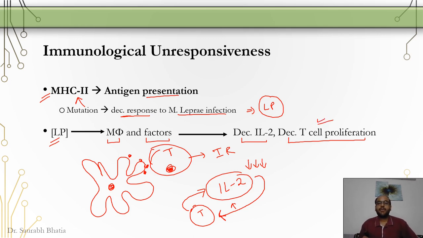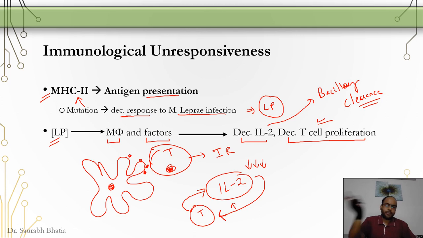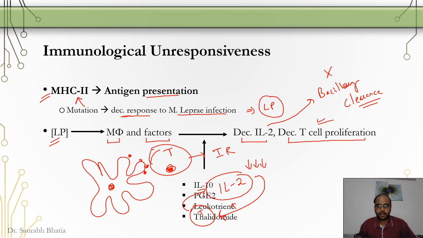And remember, in the part 1 of video, I said that interleukin 2 is responsible for bacillary clearance. Okay, where I was discussing about the activation of toll-like receptor 2 and toll-like receptor 4. In that slide, if you forget anything, go back to part 1 video and have a look at it. And you will remember, if you see these two videos together back to back, you will be able to understand a lot more. So because of that, the bacillary clearance doesn't happen and you have the lepromatous pole. Clear? Let's move forward.